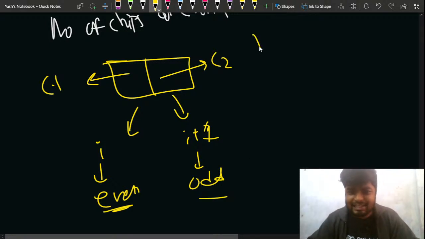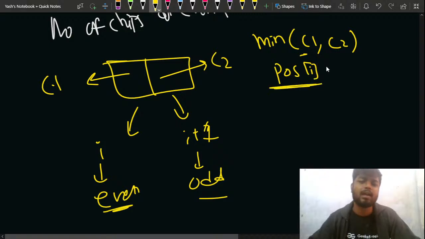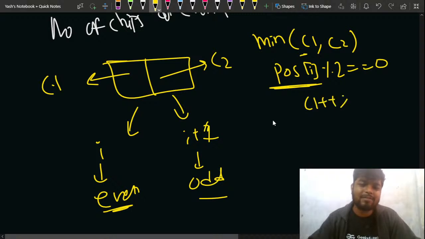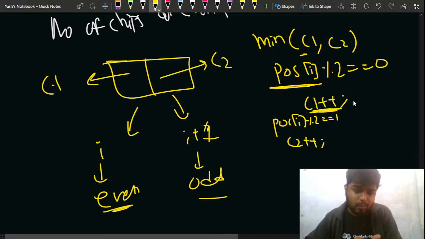After that, can I say that the answer will be minimum of C1 comma C2? That is the total number of chips that are at position of I. If the position of I mod 2 is equal to 0, then I'll do a C1 plus, and if the position of I mod 2 is equal to 1, then I'll do a C2 plus, right? Everyone is clear with this much part? I'll count the positions. If the particular position is even, then I'll make them all together without paying any cost.